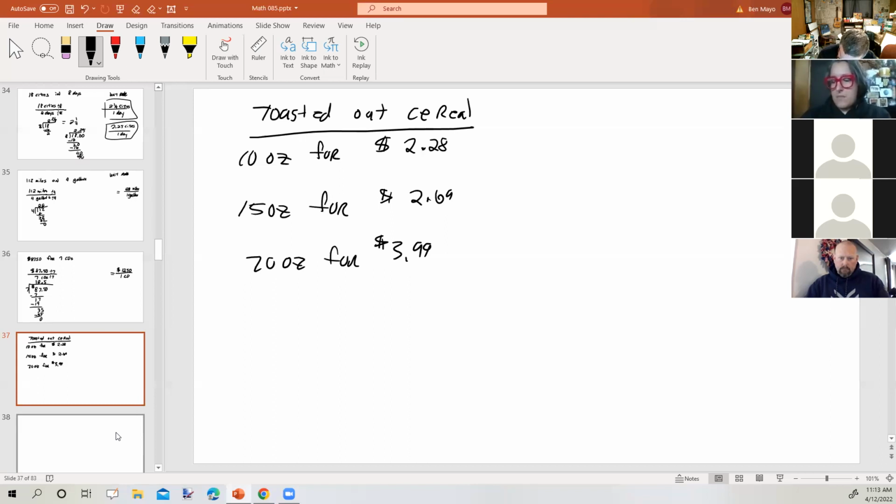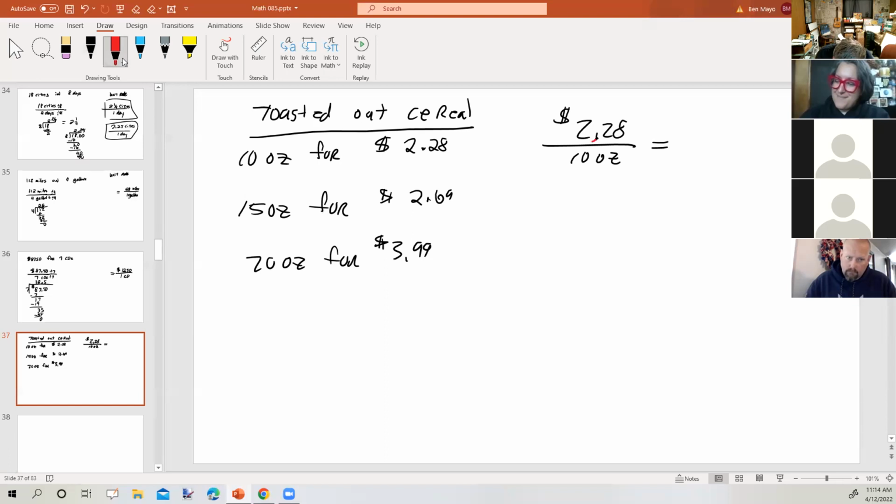So let's take the first one. I have $2.28 per 10 ounces. Dividing by 10, I would be wasting time using a calculator. What does it do to the decimal point? It moves it 1 place to the left, right? So this is going to be that.